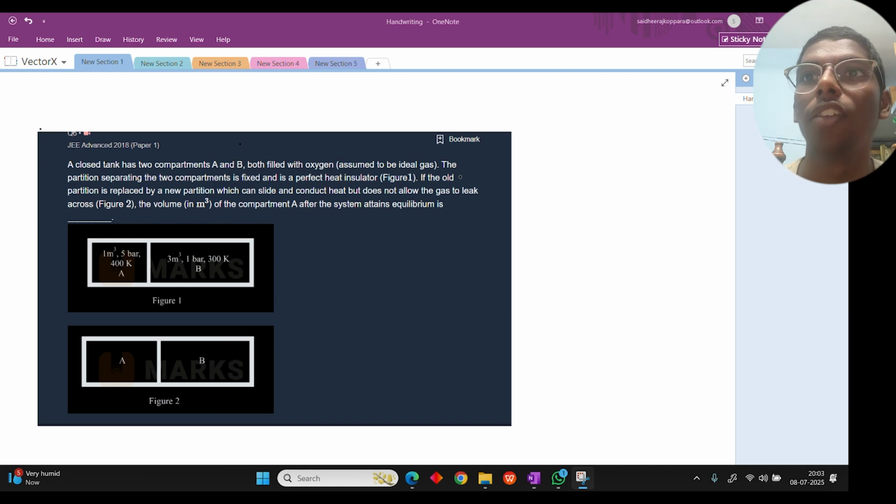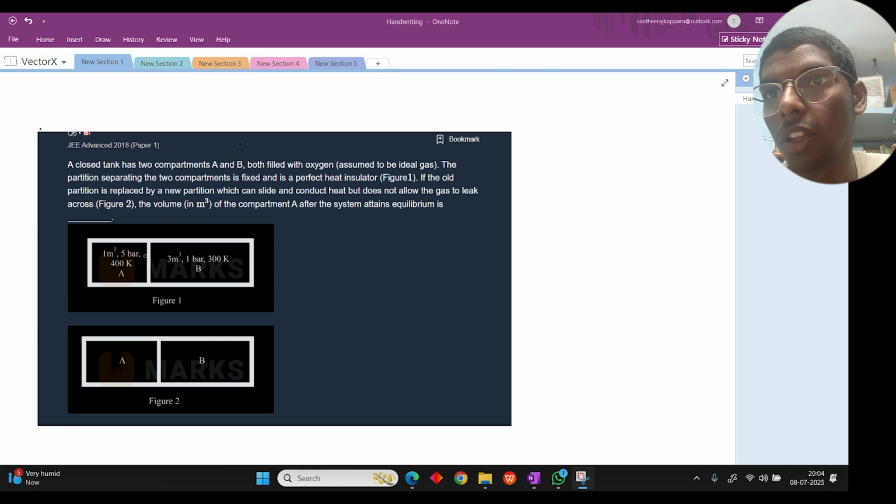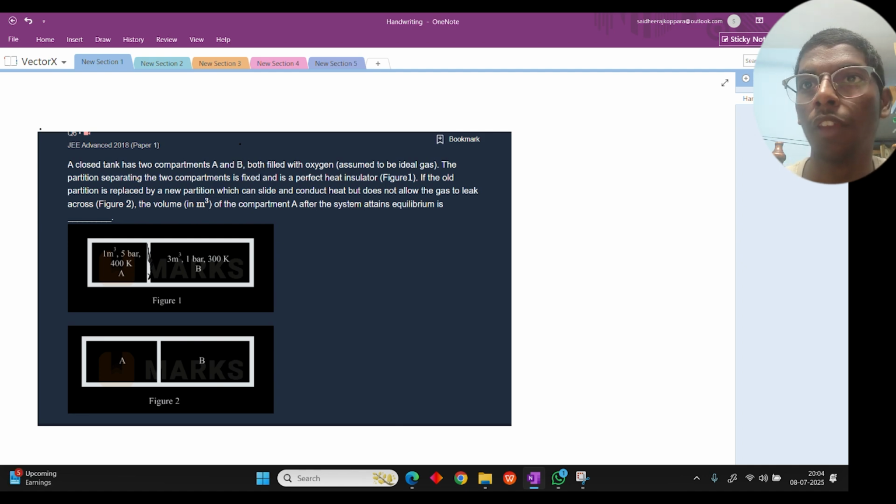Okay, so the partition separating the two compartments is fixed and a perfect heat insulator. So here you see, this is the partition which is our perfect heat insulator. It doesn't change anything in between, like the temperature. If compartment A is already 400 Kelvin, then it doesn't change from 400 to anything. It remains simply as 400. Similarly, in compartment B, it remains as 300 Kelvin.